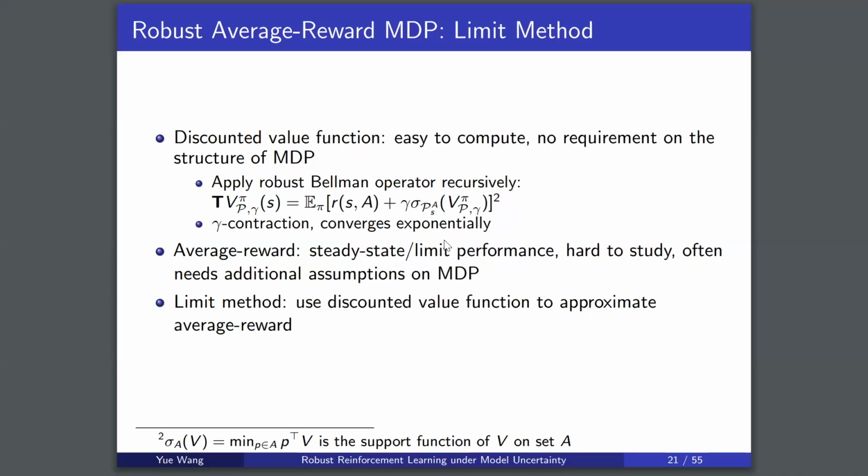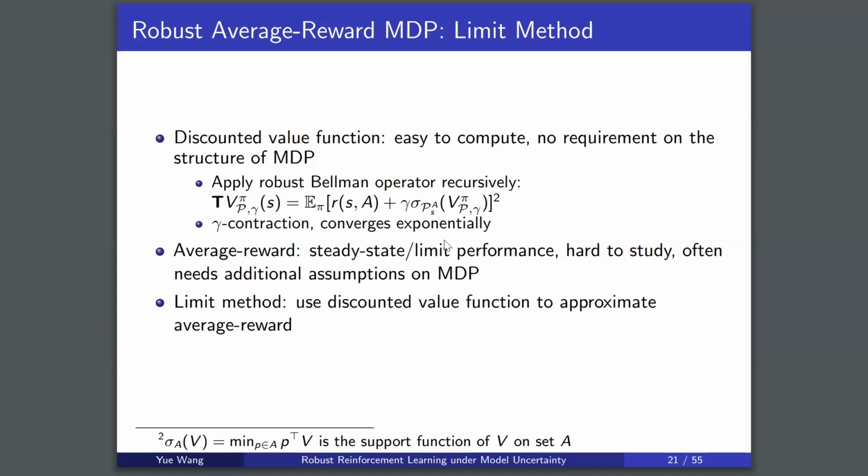So in the robust setting, if we want to find the robust discounted value function, we just recursively apply this Bellman operator. As you can see from the definition, this operator is shown to be a contraction with the parameter gamma. So if we apply this operator recursively, it will converge to the robust discounted value function exponentially. So in this one, what makes it robust?